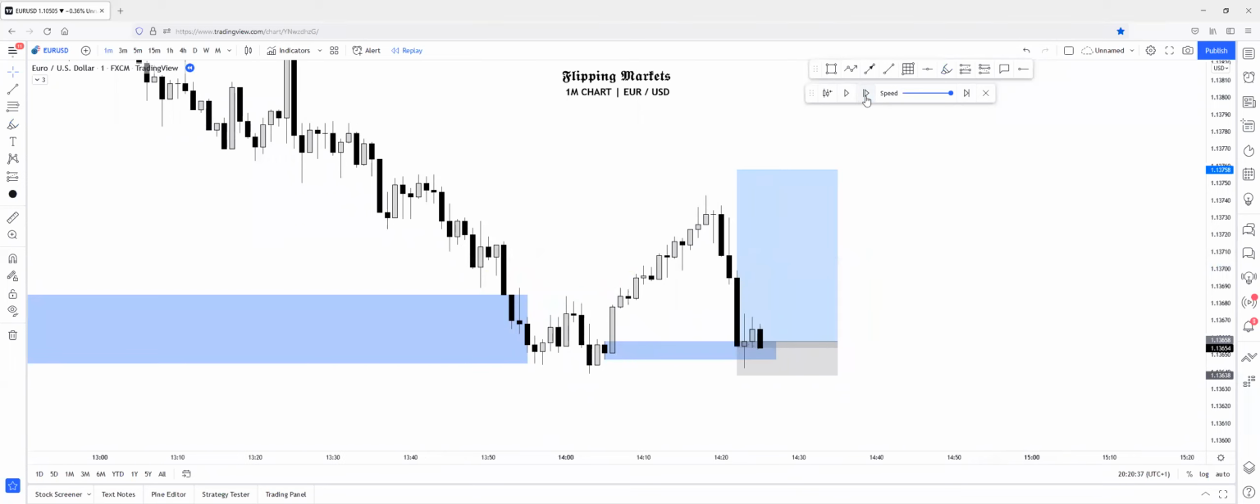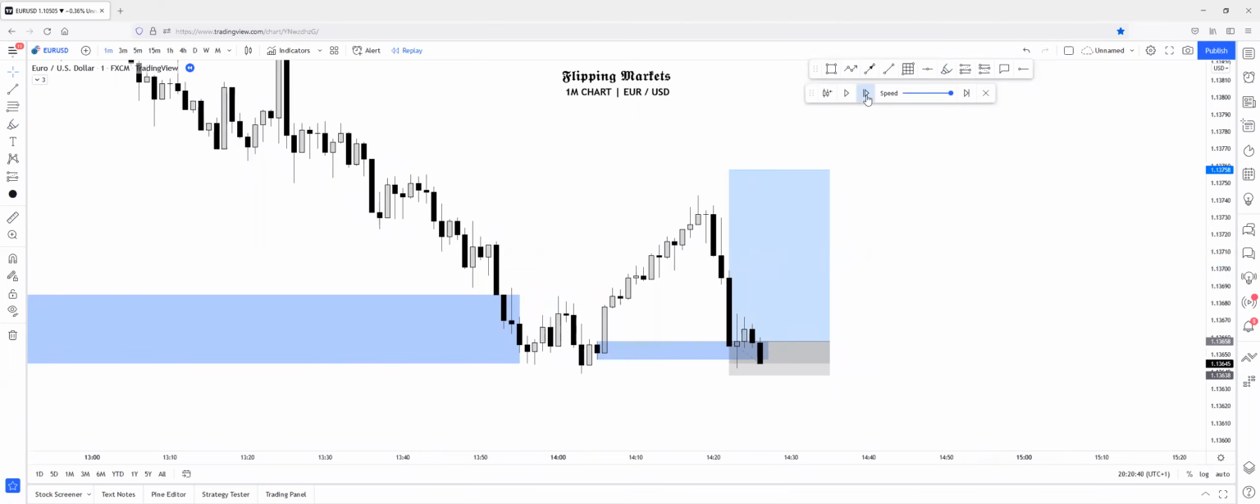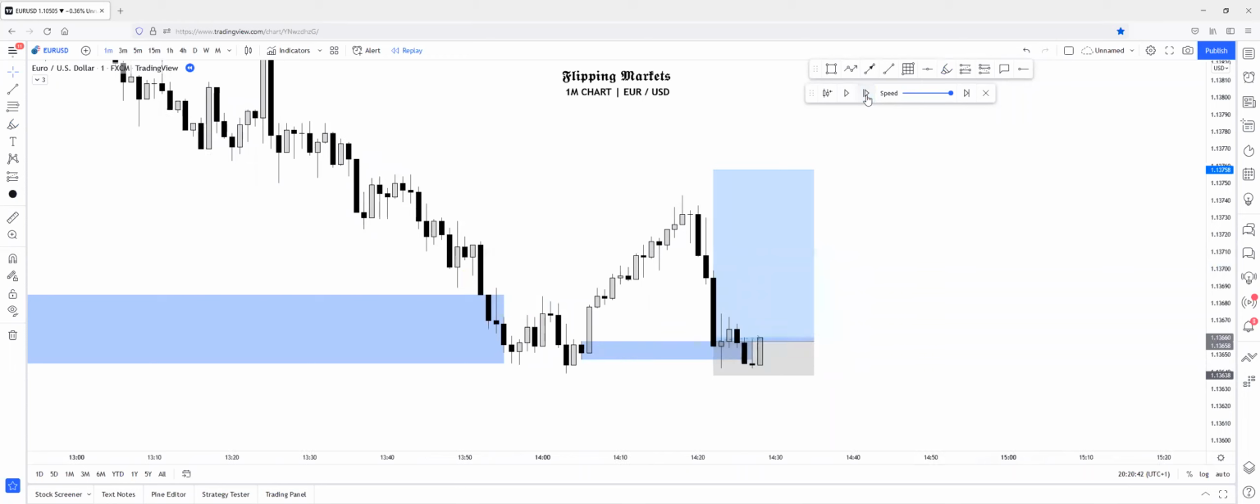Reaction. Okay, it's not too strong a reaction. I believe it will hit stop loss.